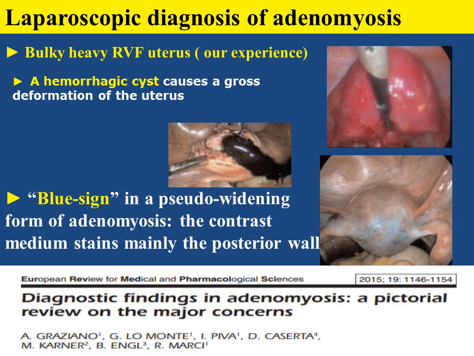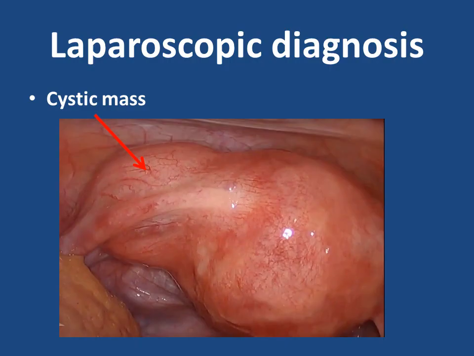Also, if you inject dye inside the cervical canal to test for tubal patency, the dye may go to the myometrium, not to the fallopian tube or along with the fallopian tube. This is because of the invagination of the endometrium from the endometrial cavity into the myometrium, and this is called the blue sign, which is a pseudo widening from the adenomyosis, and this is a sign published by some authors. So these are the criteria by laparoscopy.